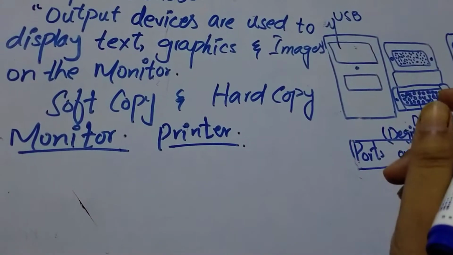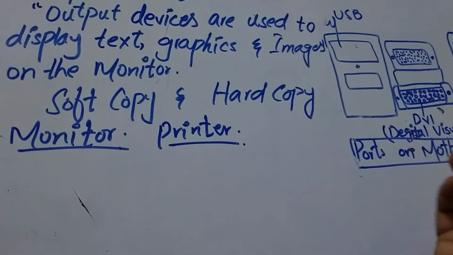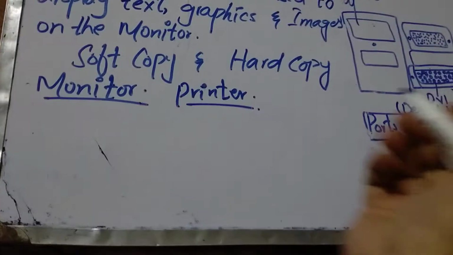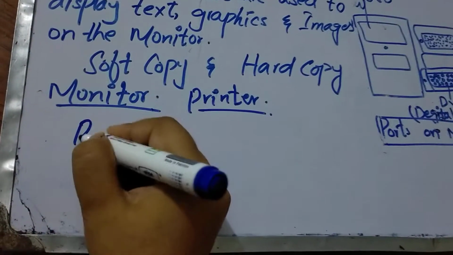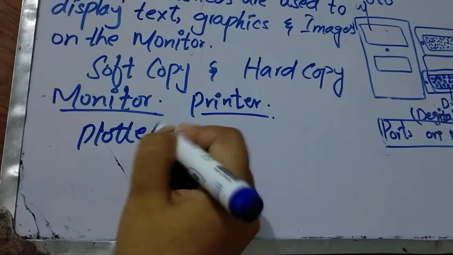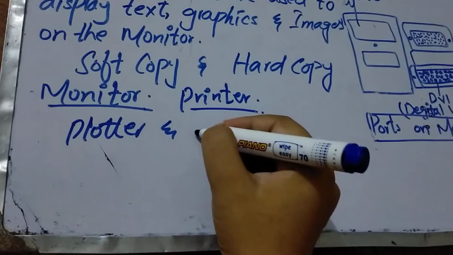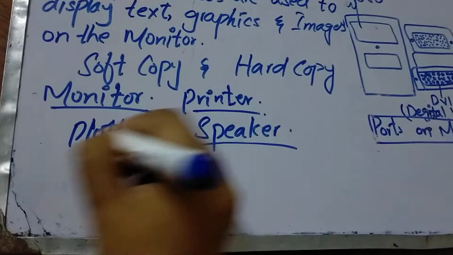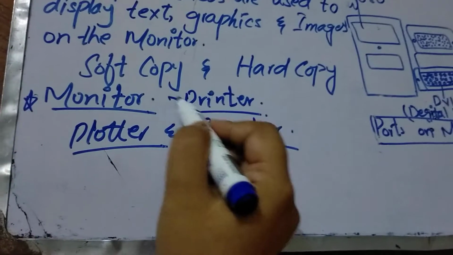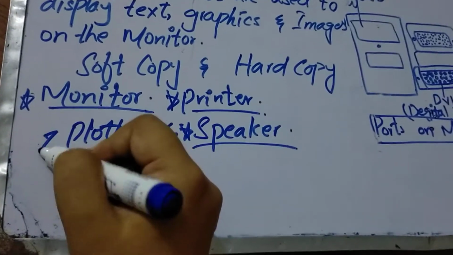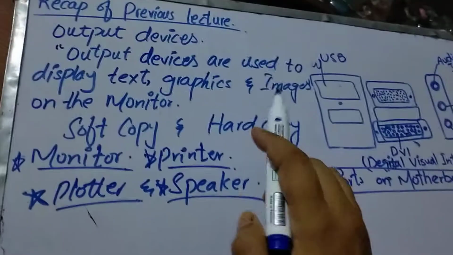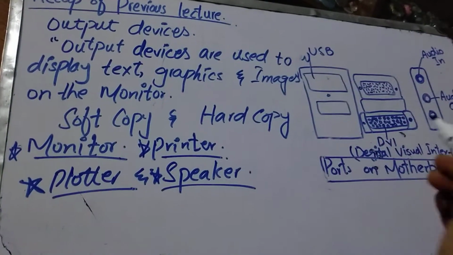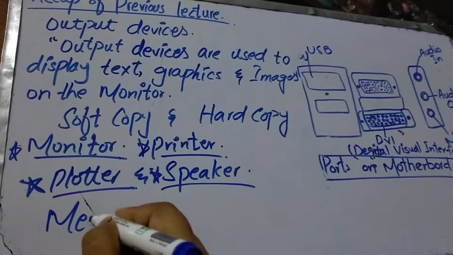Next is plotter. Plotter is used for printing engineering drawings, machines, parts, and building designs. And last one is speaker. Speaker is a device that produces audio output. Clear? Plotter and speaker. These were your output devices. Clear? Next we discussed about memory.